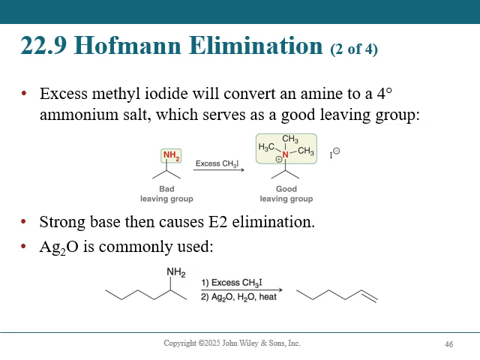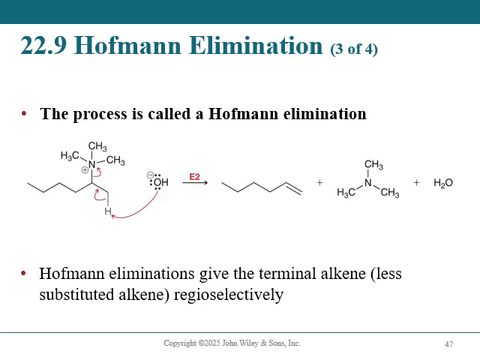Now, adding an excess of methyl iodide will convert an amine to a quaternary ammonium salt, which actually serves as a very good leaving group. Strong base would then cause the E2 elimination. Silver oxide is commonly used in these cases. Now, that entire process is known as a Hofmann elimination.